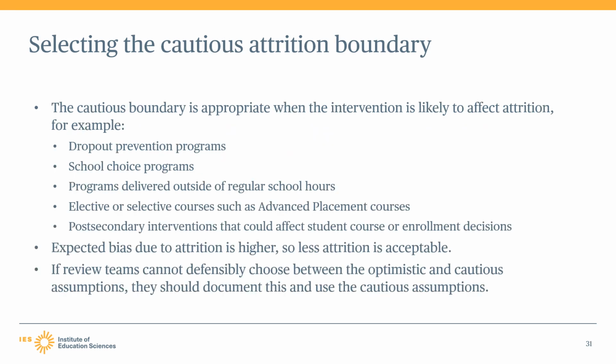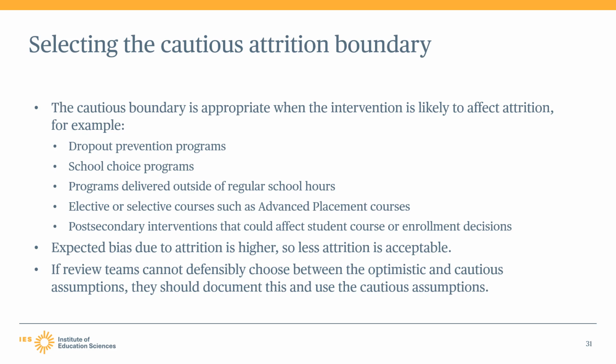Conversely, review teams should choose the cautious boundary when the types of interventions being studied are more likely to affect attrition. For example, suppose researchers are examining an intervention designed to improve algebra success. High school students often can choose classes on their schedule, including whether or not to take an algebra course. So a student could choose to leave a class because of the intervention. This type of attrition has the potential to lead to bias.